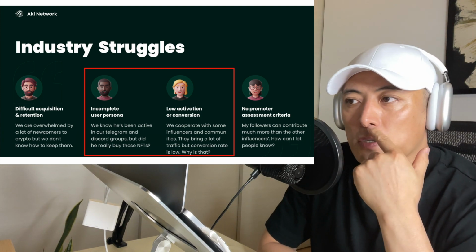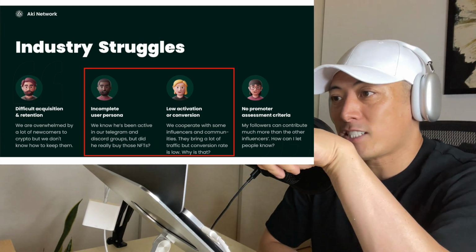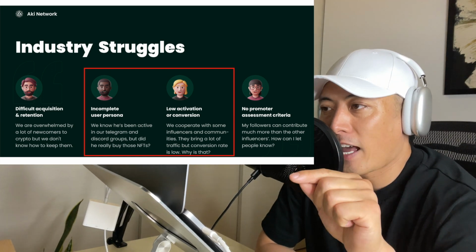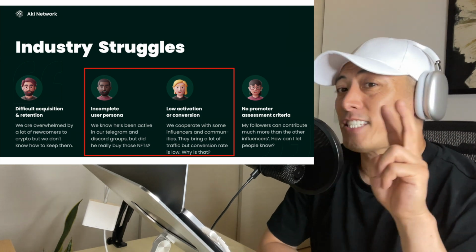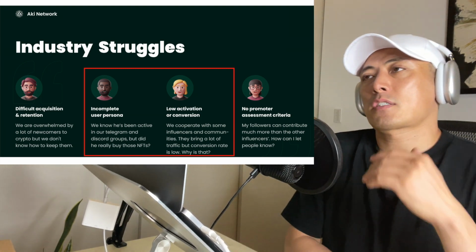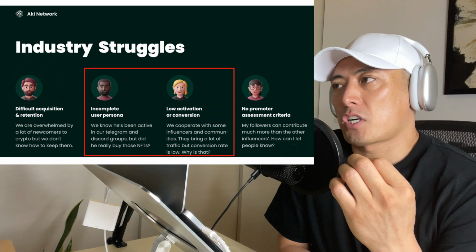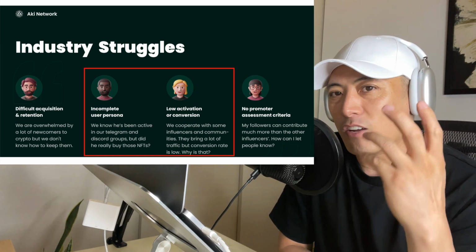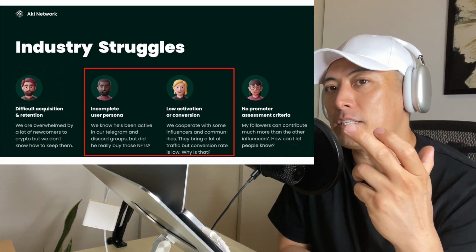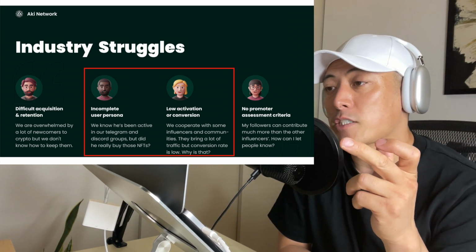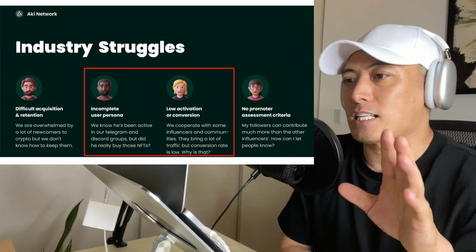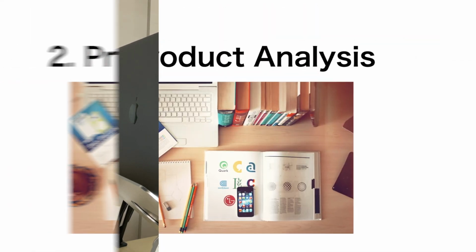Especially what I pay attention to, from these four pain points is these two ones: incomplete user persona or low activation or conversions. Because these two items show us like one of the major market feature on Web3. Because in most of the project, usually they're gonna seriously focus on influencer marketing and also DAO developments and operational staff. That is why these two pain points, it's pretty much related to these two topics. That's why. Yeah.